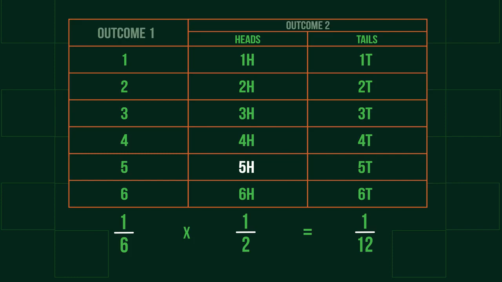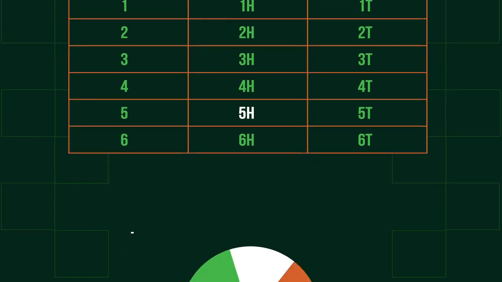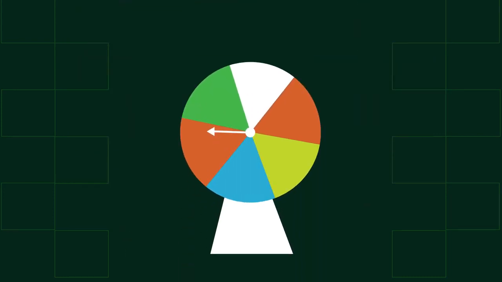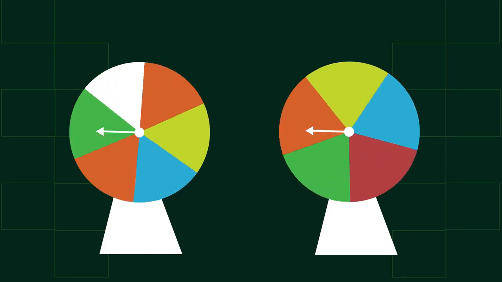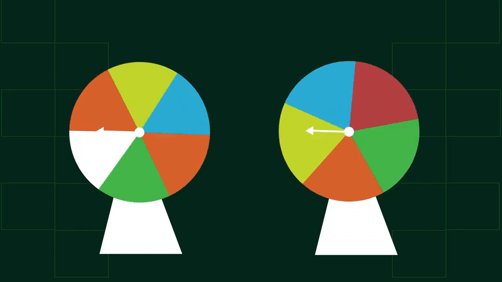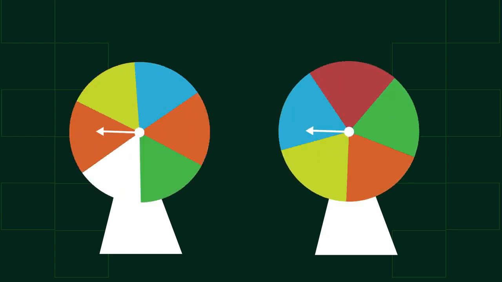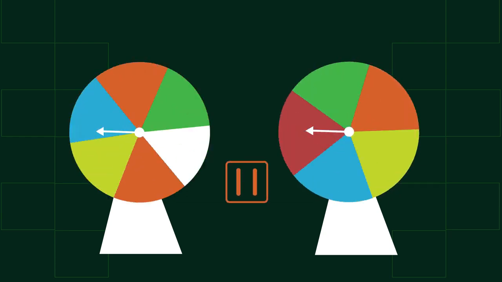This will always result in a lower probability than the individual parts themselves, so remember to check that your combined probability is lower than the parts you started with. This fair 6-sided spinner and this fair 5-sided spinner are both spun. What's the probability of both spinners landing in an orange section? Pause and have a go.